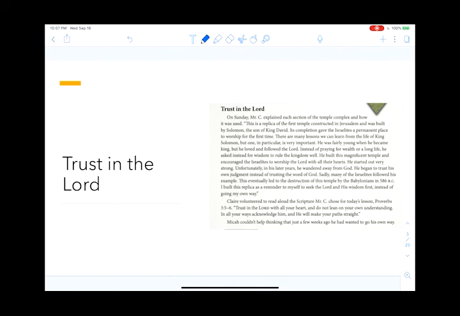Claire volunteered to read aloud the scripture Mr. C chose for today's lesson, Proverbs 3:5-6. Trust in the Lord with all your heart, and do not lean on your own understanding. In all your ways, acknowledge him, and he will make your path straight. Micah couldn't help thinking that just a few weeks ago, he had wanted to go his own way.